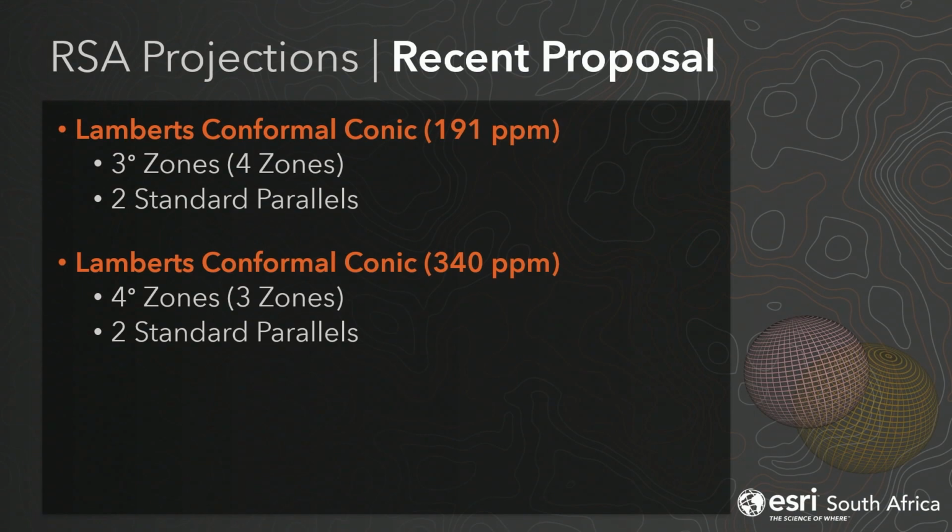There was also the option of going for Lambert's conformal conic, where we use 3 degree zones, and that we do not have a projection for the whole country, and that's at about 191 parts per meter, versus one with 4 zones, which would be 340 parts per meter. So there are different options that are being looked at.